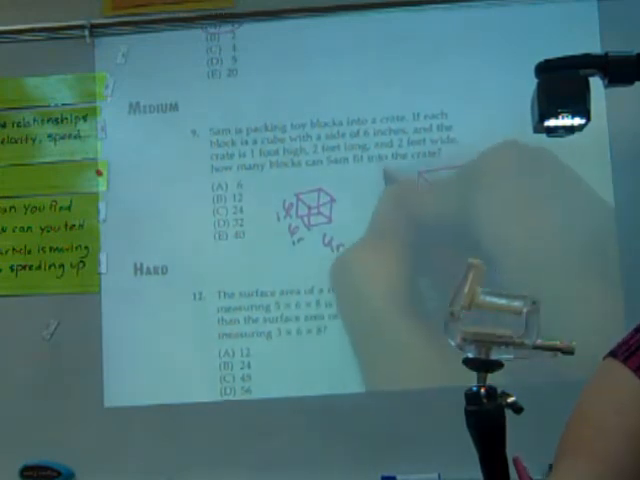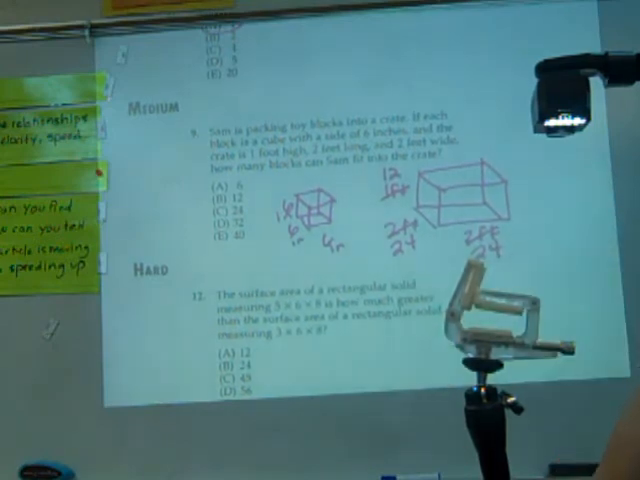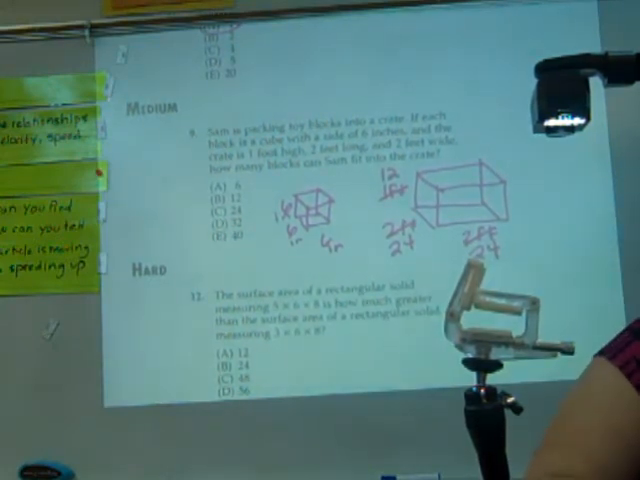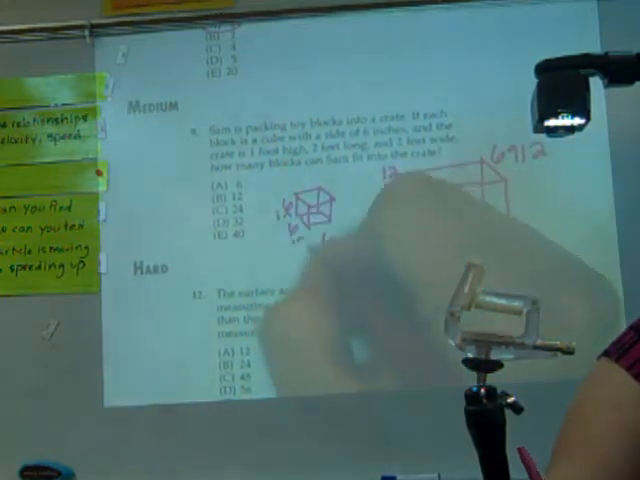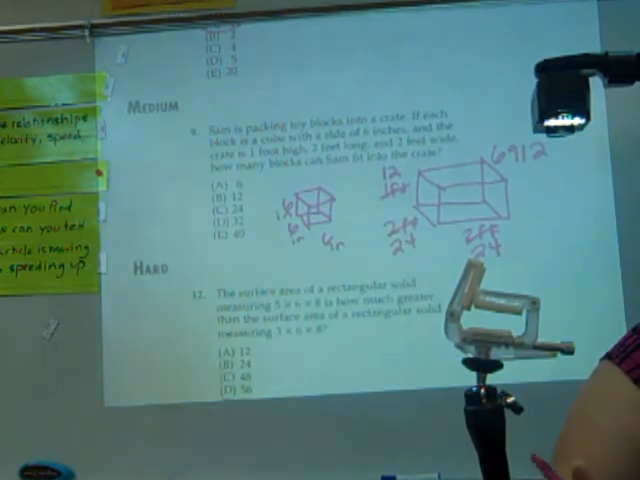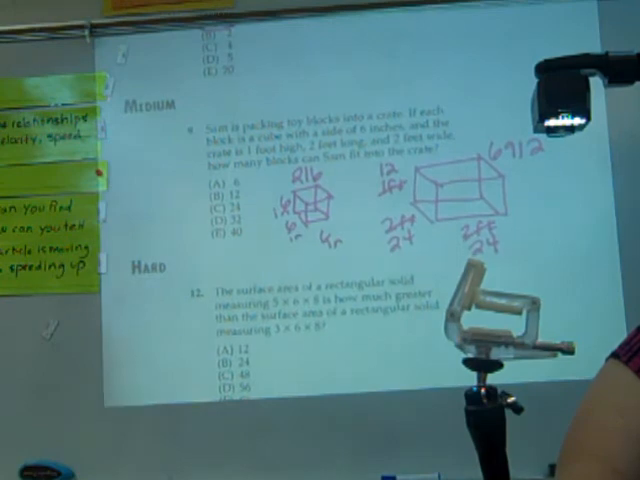So I'm going to change all these dimensions to inches. If you multiply all those together, you'll get the volume of that box, 6912. And if you multiply all these together, 216, you'll get the volume of one of these cubes. Divide those. 32 of them.